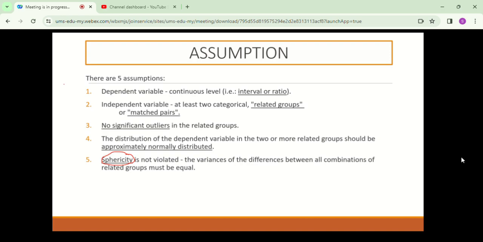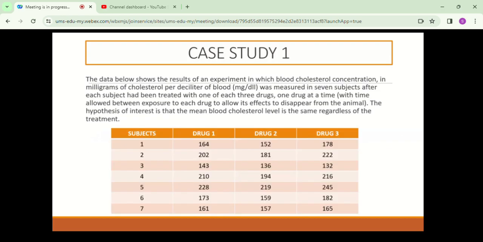Let's see, how can we find the outliers? This one is very easy. You can look at the histogram or the PP plot. If you find any points that are quite far from the main groups, then you have an outlier there. Okay, next, let's have a look at the case study.